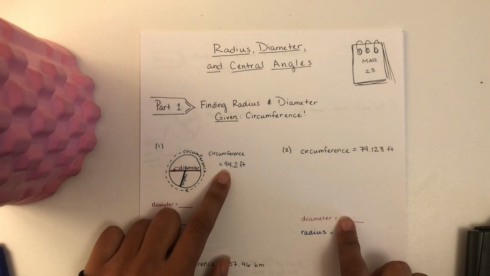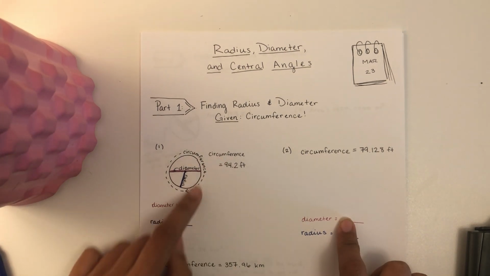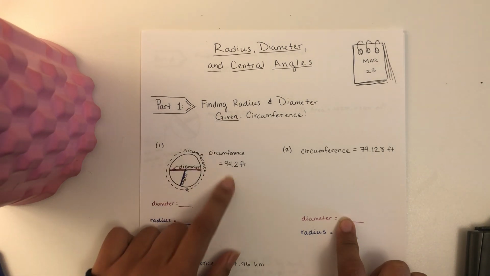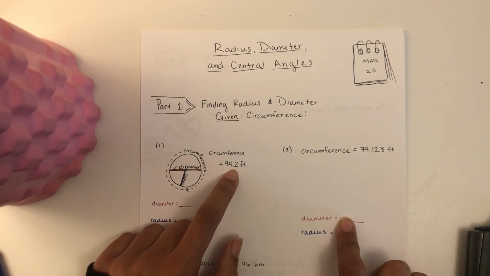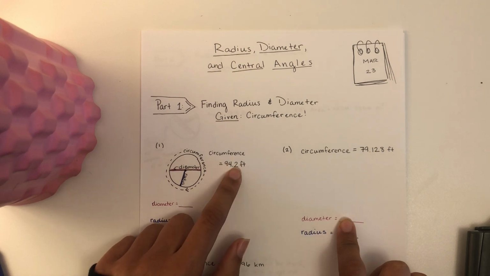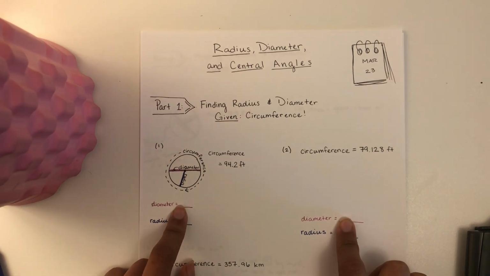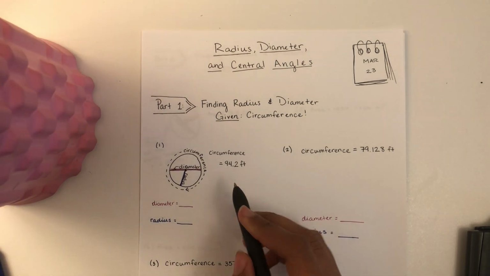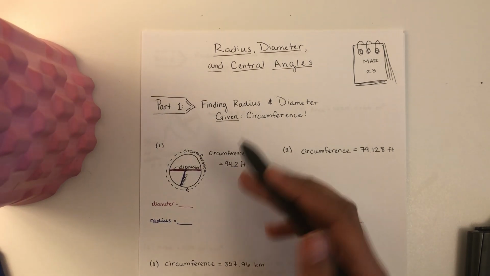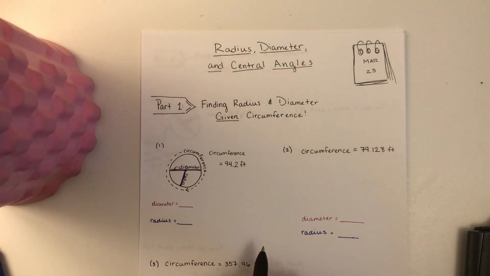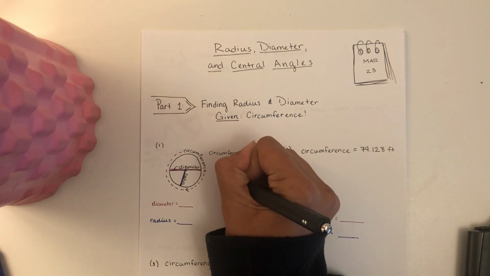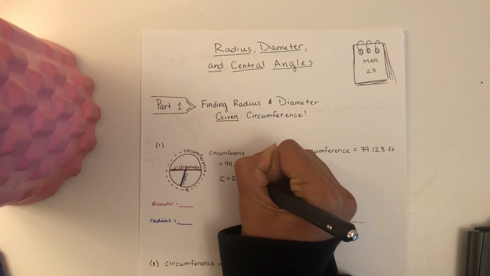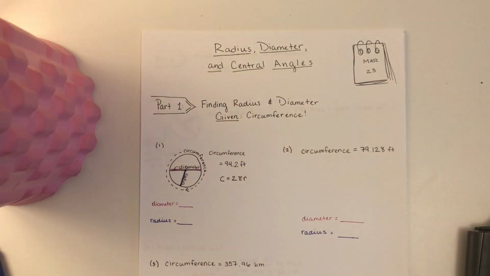So for number 1, they tell you the circumference, which is the length of the outside of the circle. The circumference is 94.2 feet. And using this, we have to find out what the diameter and the radius is. So if they give you the circumference, start off with what you know about the circumference formula. And that is C equals 2 pi r.